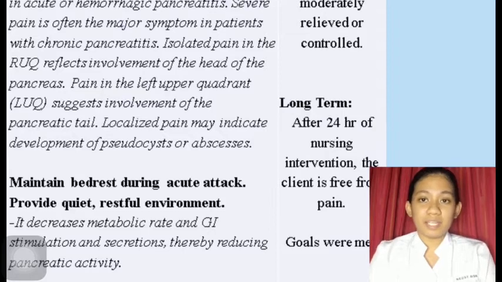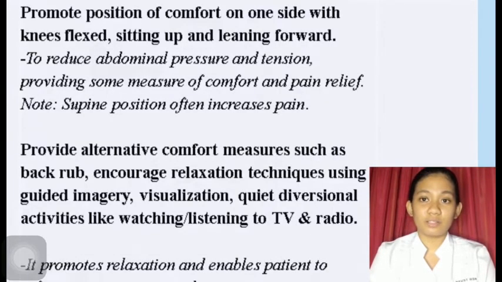Third, maintain bed rest during acute attack. Provide quiet, restful environment as it decreases metabolic rate and GI stimulations and secretions, thereby reducing pancreatic activity. Fourth, promote position of comfort on one side with knees flexed, sitting up and leaning forward. It is done to reduce abdominal pressure and tension, providing some measure of comfort and pain relief. Note that supine position often increases pain.